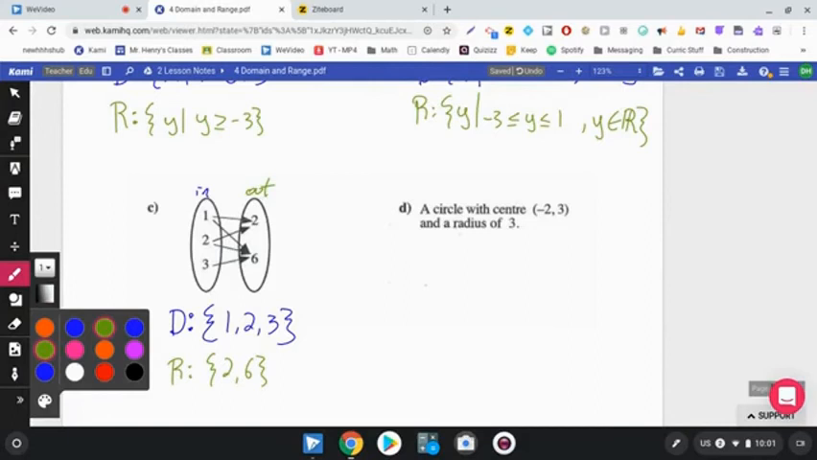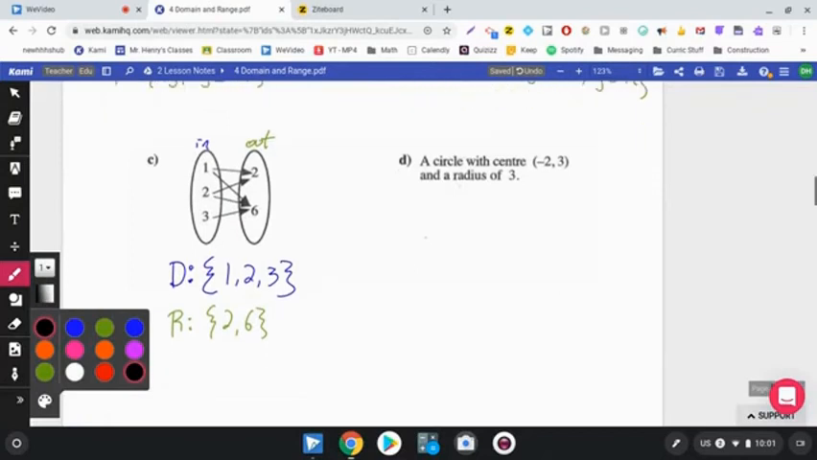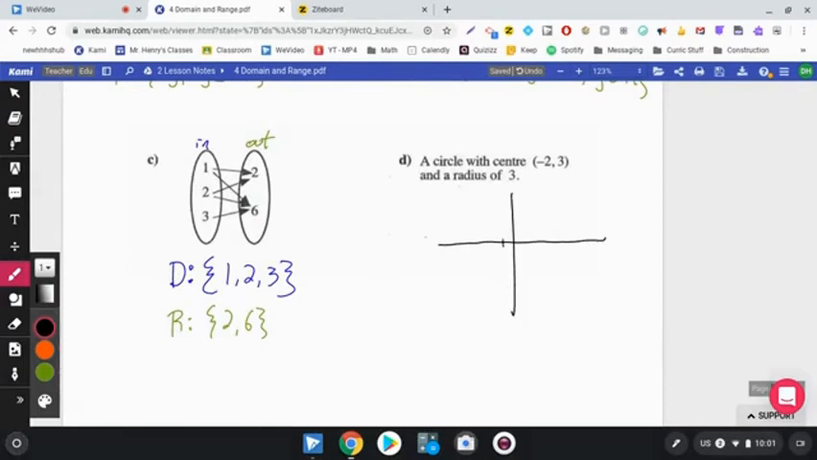Okay, D: a circle with a center of (-2, 3) and a radius of 3. All right, well, if I'm going to do this one, I'm going to draw a picture. So it'll be a crude picture, but it'll be good enough. (-2, 3). Back 2, up 3. There's my center. And it says a radius of 3. So what I'm going to do is I'm going to kind of make the 4 points around, above, below, to the left, and to the right of where this circle would be.